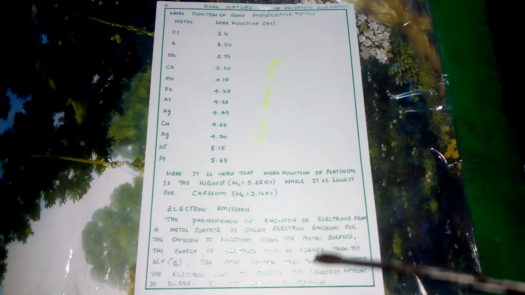For the release of the electron from the metal surface, the electron must be supplied the required amount of energy by any one of the methods. Only then can the process take place. If you provide less than 2.14 electron volt for the cesium metal, the emission doesn't take place, isn't it? So I hope you understood this statement.